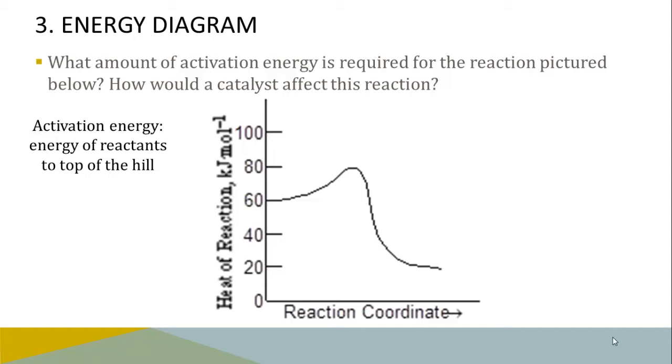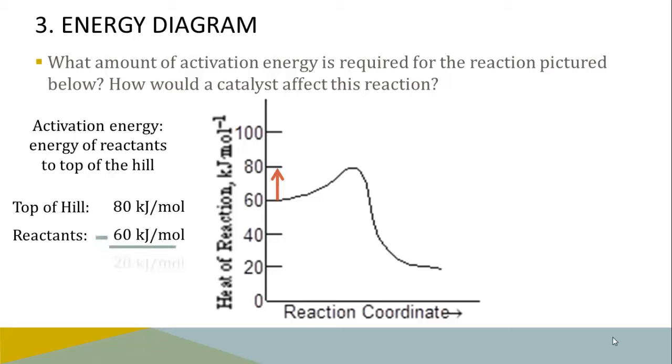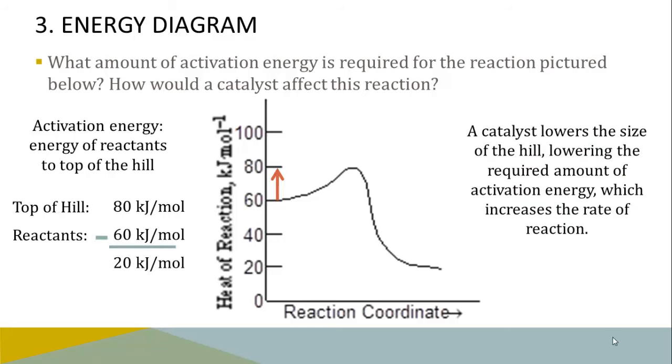bonds. So whenever we look at the progress of a reaction, we can see that it starts out with a certain amount of energy, and it increases to the top of the hill. So activation energy is from the reactants to the top of the hill. So if we wanted to find a numerical value for this, we would see the top of the hill is at 80 kilojoules per mole, and the reactants are at 60 kilojoules per mole. So whenever I find the difference, I see that I have to absorb 20 kilojoules per mole of activation energy.